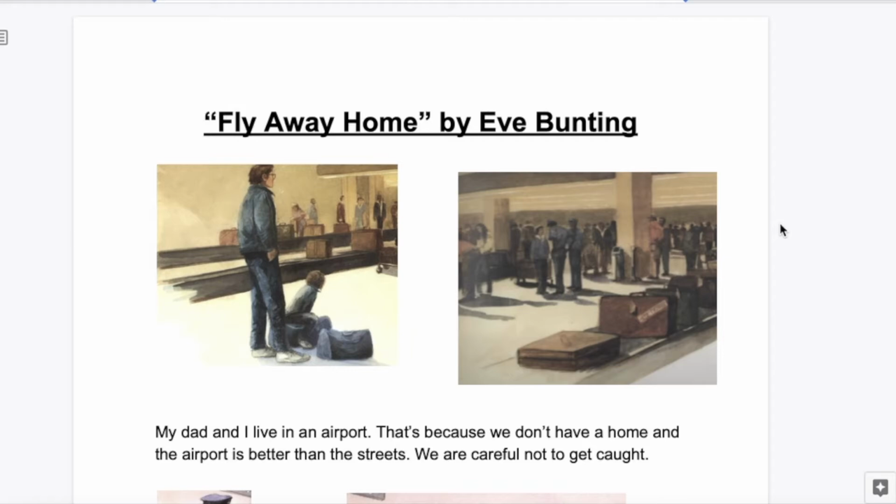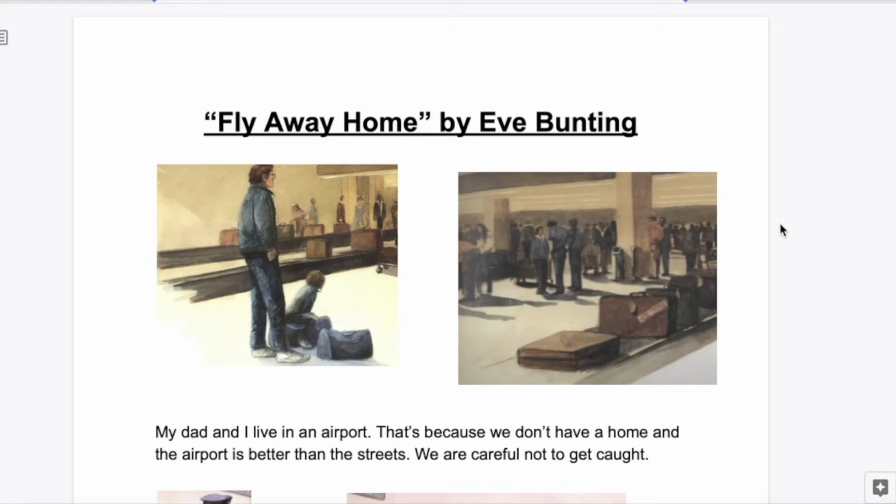So, starting off with the title, Fly Away Home. When you hear the title, what do you think of as the meaning of home? What is needed in order to have a home? What makes up a home? As we go along with the story, you can think about what your meaning of home is, and what you think about when somebody says home.